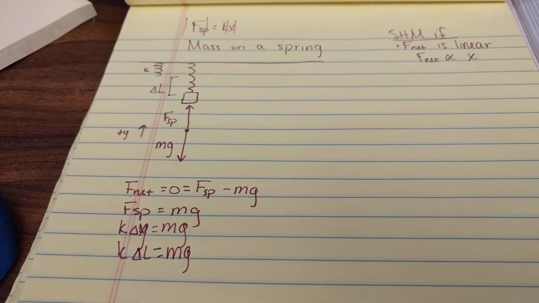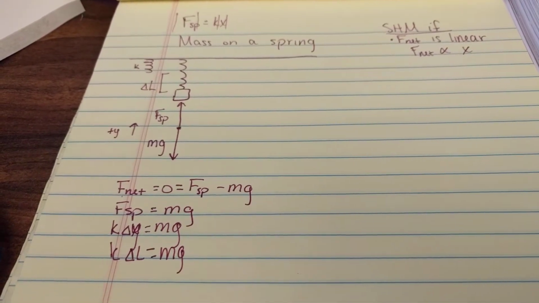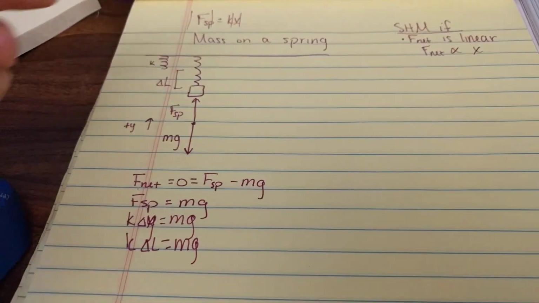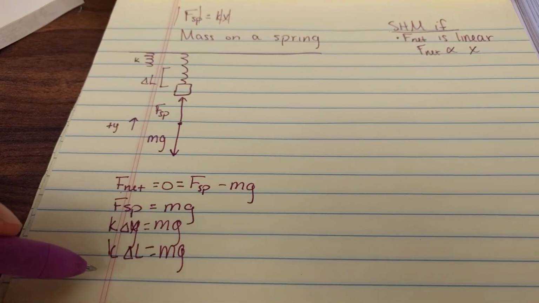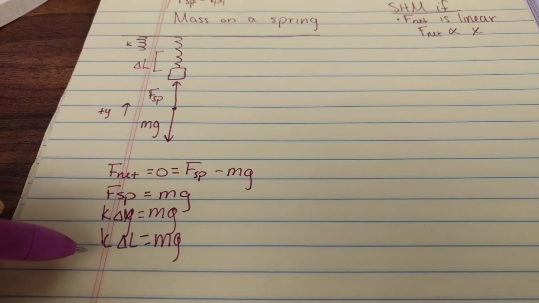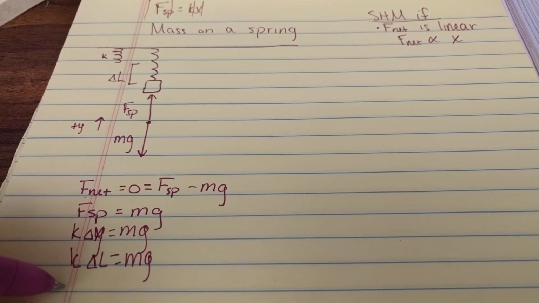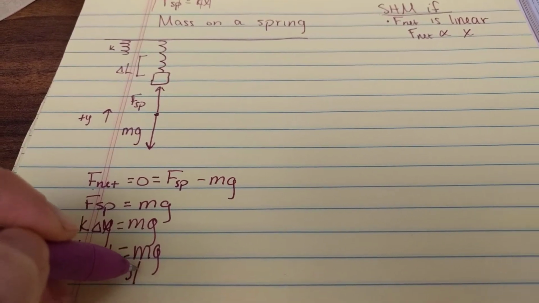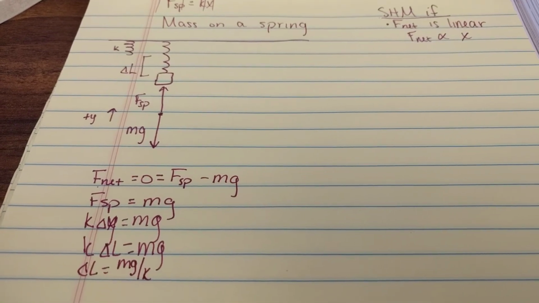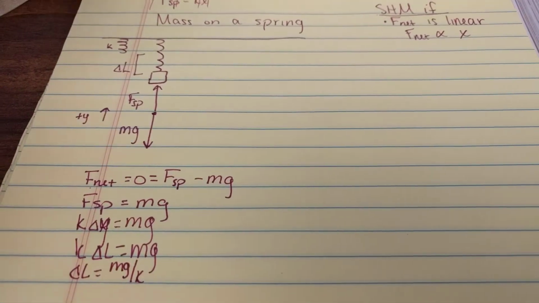So in a way, why did I even bother with equilibrium? Since my net force is 0, that doesn't help us see if it's proportional to position or not. I want to actually come up with a formula for delta L. So this amount that I've stretched is equal to mg divided by k. You'll see where this comes into use in just a minute.